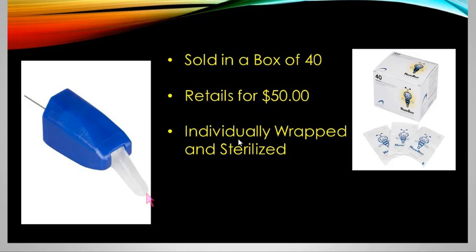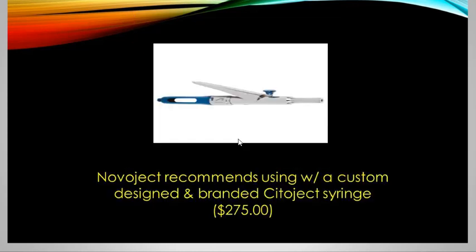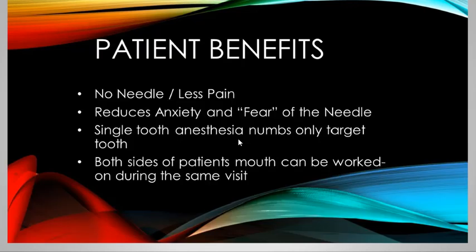They're sold in boxes of 40, and the retail price is about 50 bucks, and they're individually wrapped and sterilized. This is the Ligajet. So it costs about 275 bucks, and most people have at least one in their practice. So pull it out and order some Numbies, and let your hygienist play, or let you play.